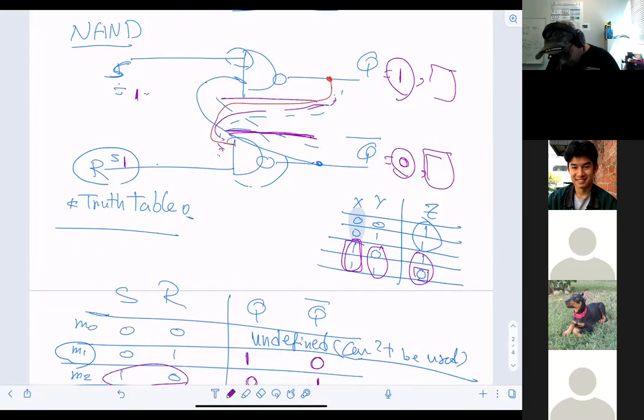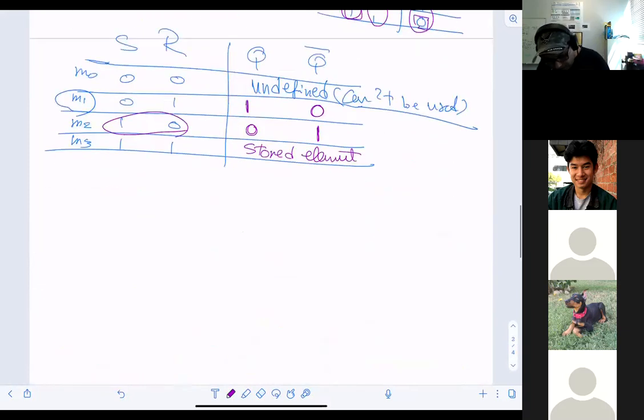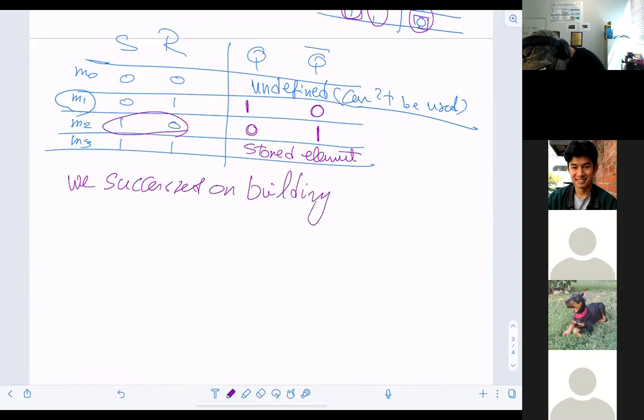And look at it, right? So here 0 is going up here. So 1 and 0, the output will be 1. And then that 1 will go here, 1 and 1, the output will be 0. So it's also going to be the same thing, 1 and 0. So it doesn't matter what the pattern in Q and Q complement is, it's going to stay as it is. So we succeeded on building a memory element.